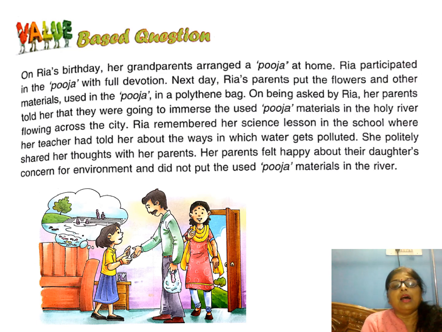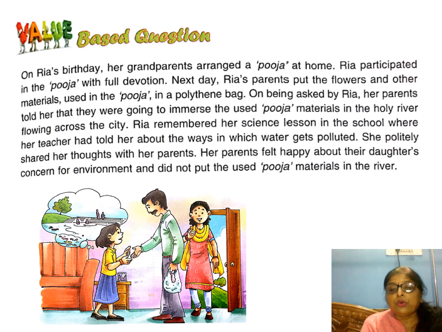So, this was Riya's birthday and there was a puja in her home. After finishing the puja, Riya's parents collected all the materials of the puja in a bag. Then Riya asked her mother and father where they are going. Their parents then answered they are going to immerse such materials into the river.